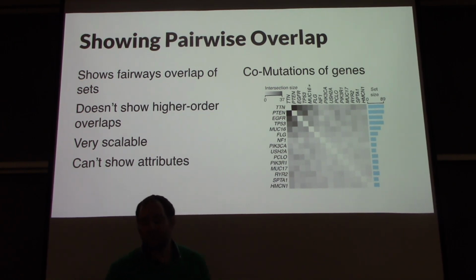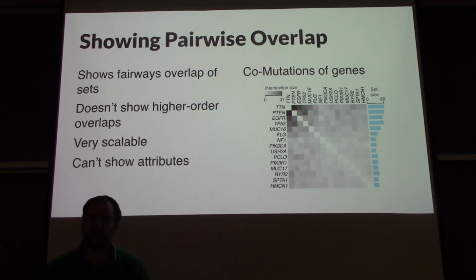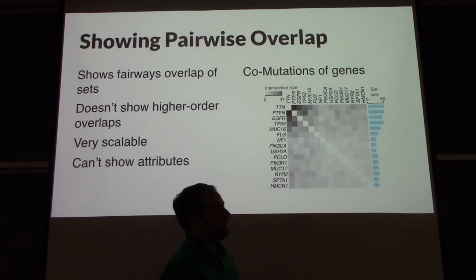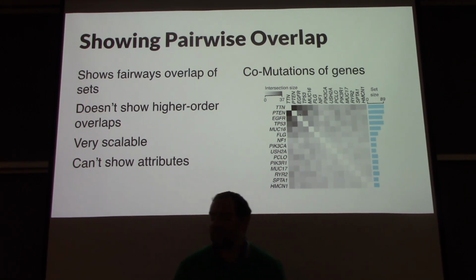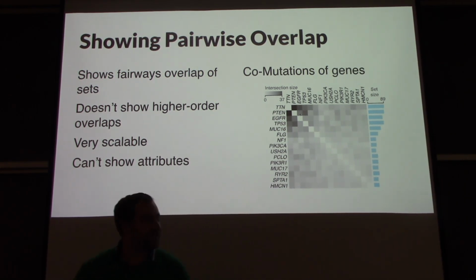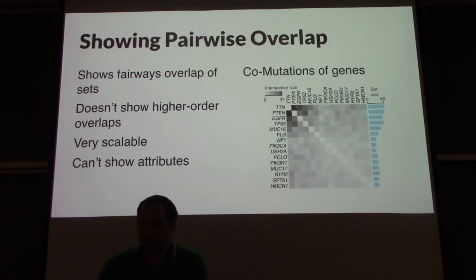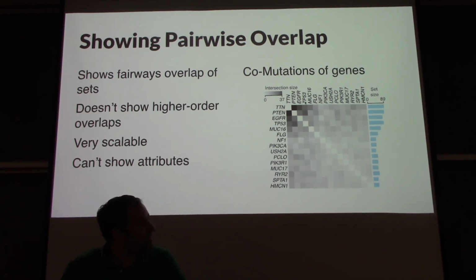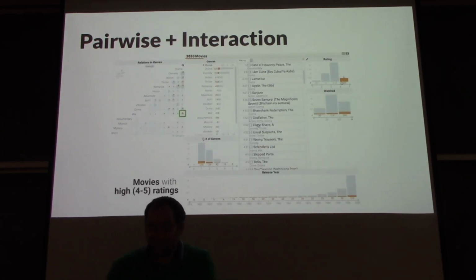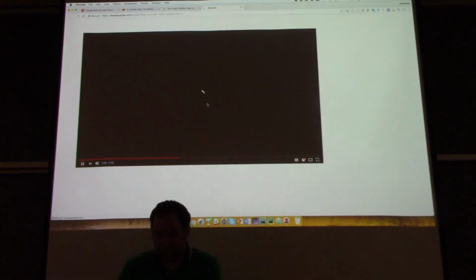So we don't know whether these 2 sets are almost exclusively overlapping with each other, or whether they're part of one big cluster. This is only an overlap between 2 different items, where we don't see anything on a higher order. So we don't see, is there a mutation in P10 and EGFR that is also in TP53? That is not possible to see. However, this is of course a very scalable approach. And here's a visualization technique that took this route with a lot of additional interactions. I'm going to show this video briefly.